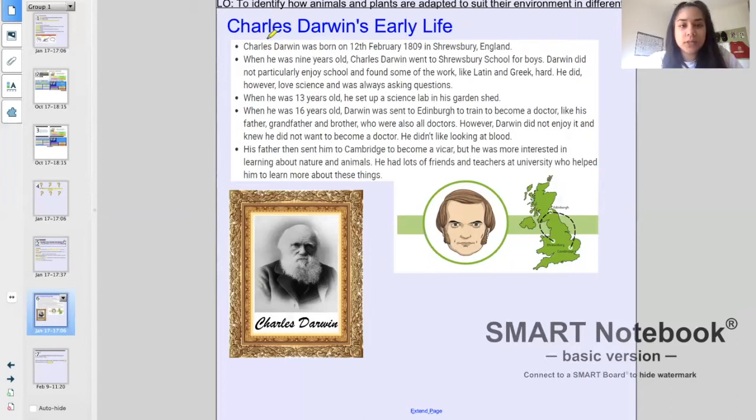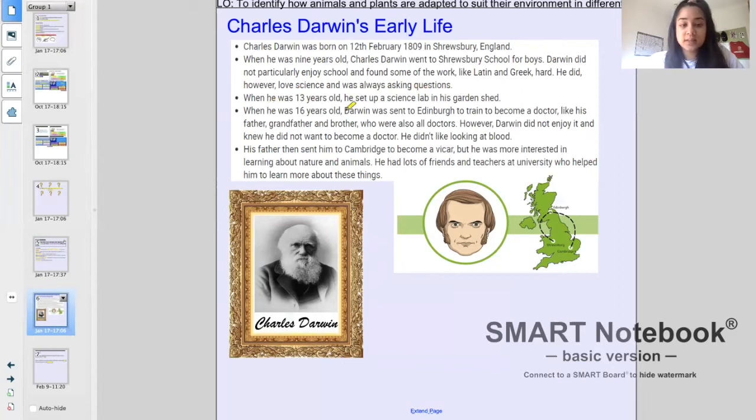So Charles Darwin was born on the 12th of February 1809 in Shrewsbury, England. When he was 9 years old, Charles Darwin went to Shrewsbury School for Boys. Darwin did not particularly enjoy school and found some of the work, like Latin and Greek, hard. He did, however, love science and was always asking questions. When he was 13 years old, he set up a science lab in his garden shed.